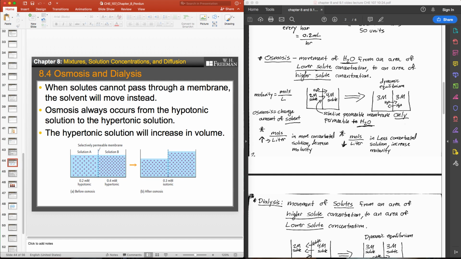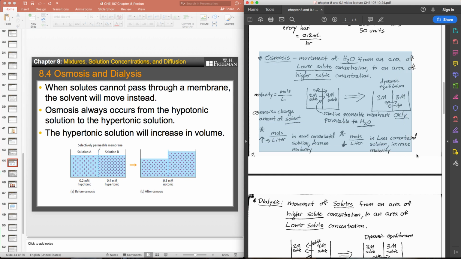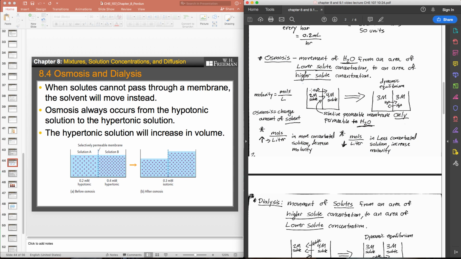And so if we were to look at an example of osmosis, when solutes cannot pass through a membrane, the solvent will move instead, right? So if we have this selective permeable membrane, if we look over here on the right, I hope it's not too messy, I'll try to break it down piece by piece. So if we're looking at what's inside this blue box right here, I'm looking specifically at this example. It's the same thing as you see over on the PowerPoint slides.